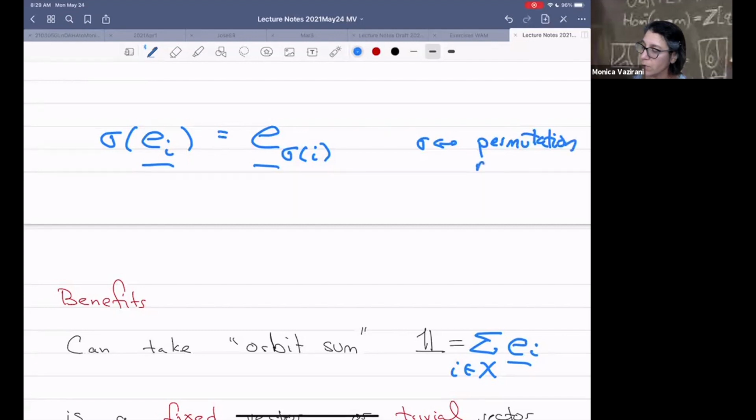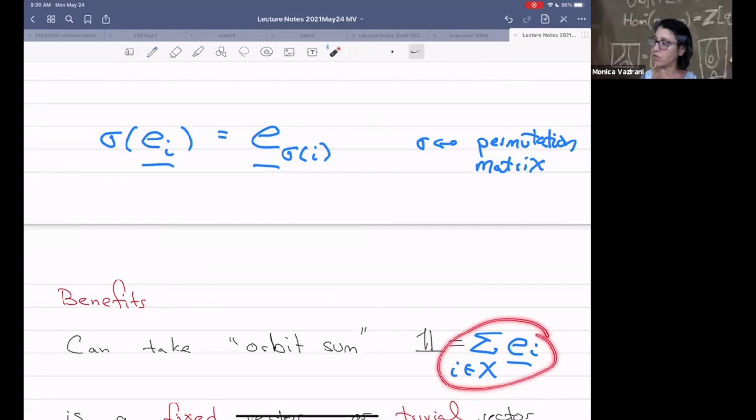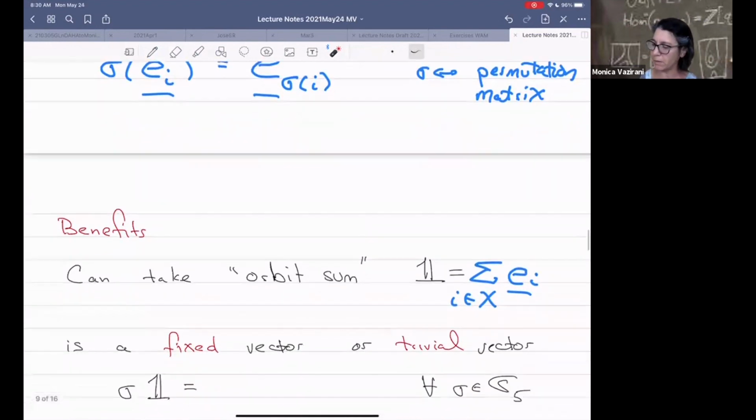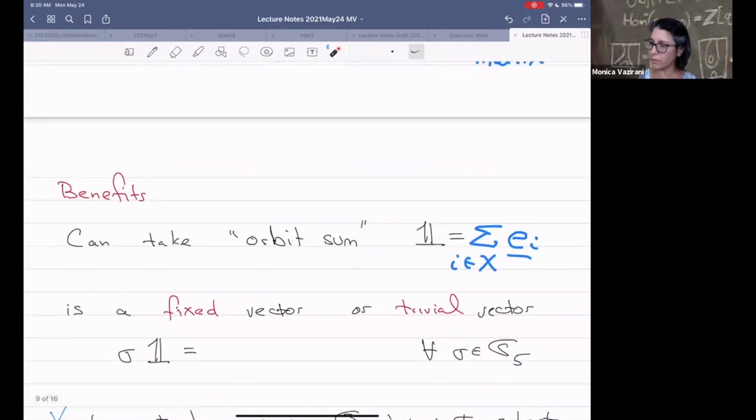So if you do it in this basis. Okay, so if I'm swapping 1 and 2, that means I swap E1 and E2. But when I take the sum, because addition is commutative, it was E1 plus E2 plus E3 plus E4 plus E5, but now it's E2 plus E1 plus E3 plus E4 plus E5. Well, there's no difference. You get the same vector back. And so this is a fixed vector.